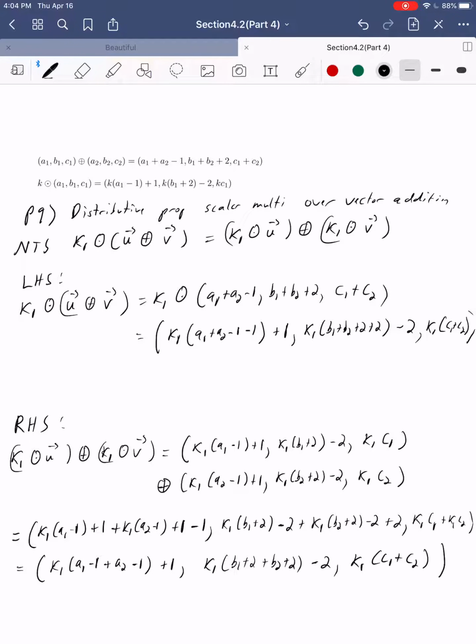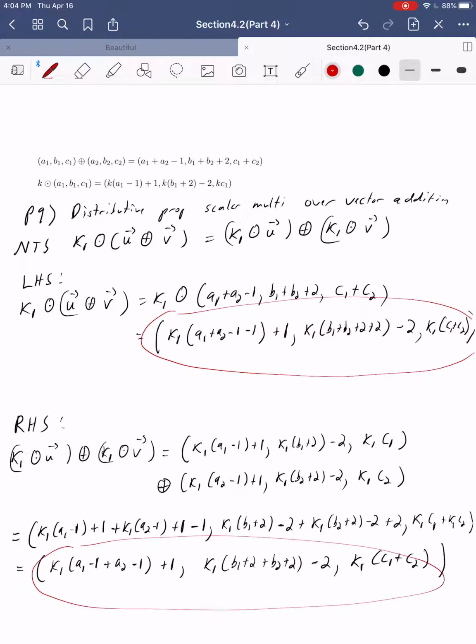Okay, now quick inspection. This here, same as this guy here. This here, same as this guy here. This guy here, same as this guy here. So these two things, this guy and this guy, these are equal, which is what we wanted to show. All right, we're in the home stretch.